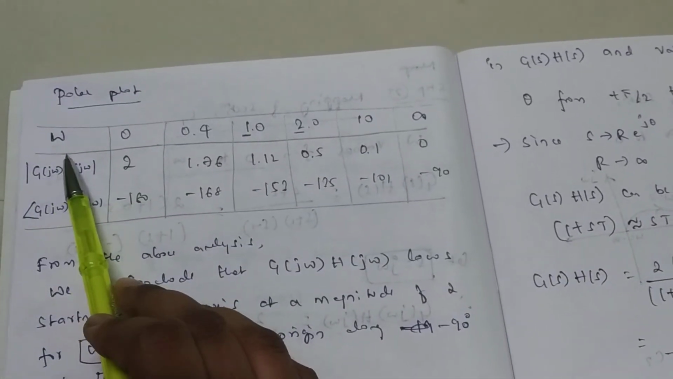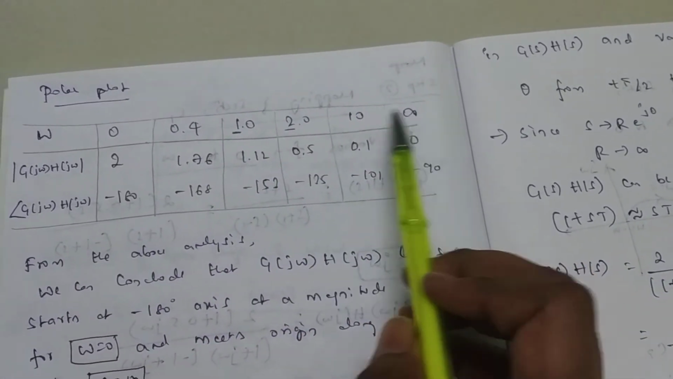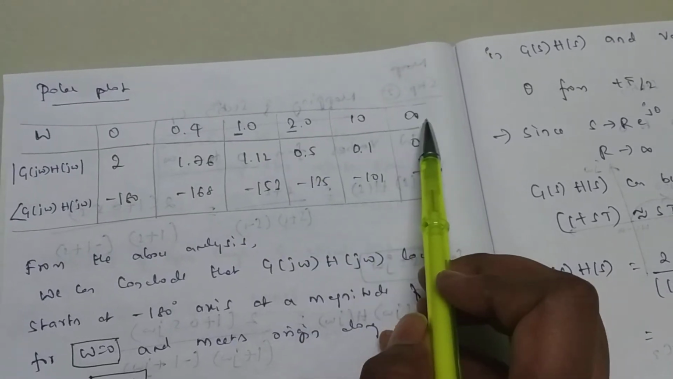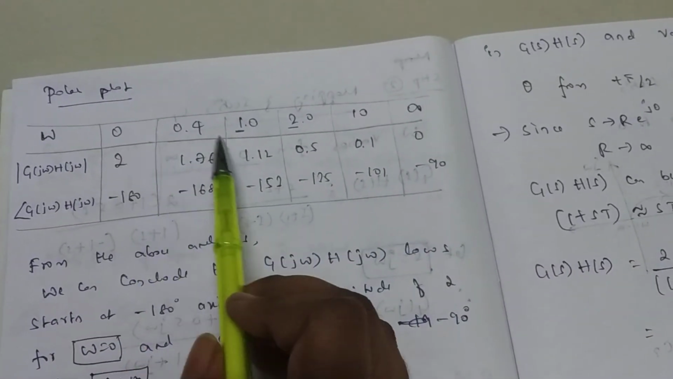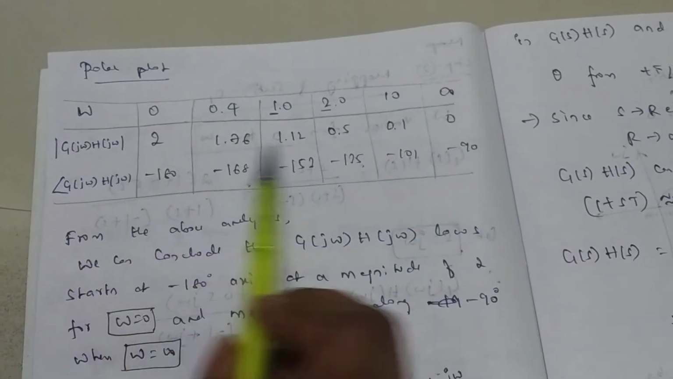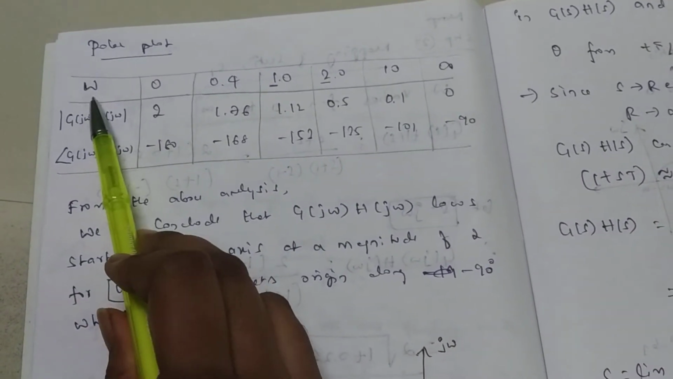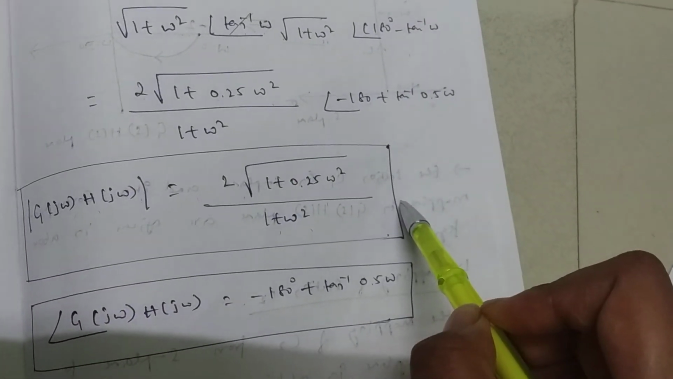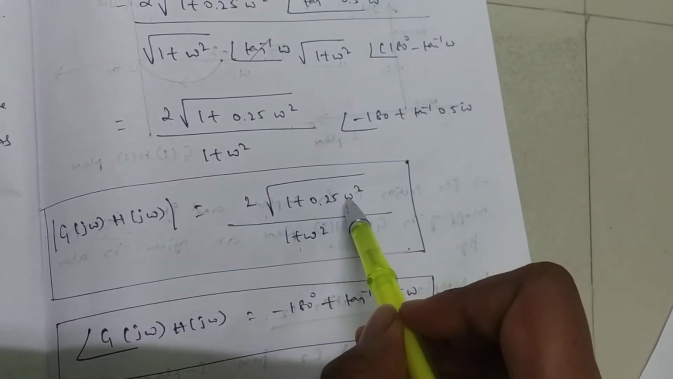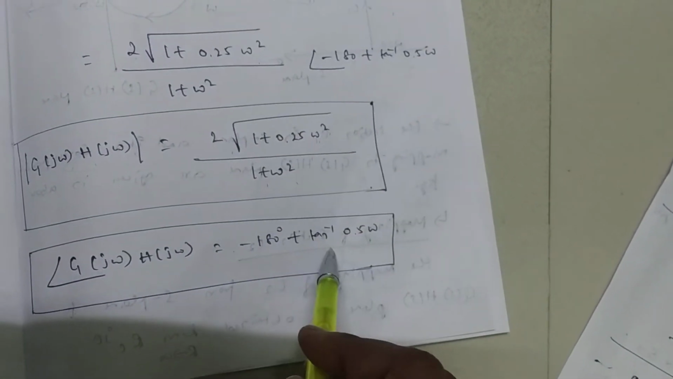So here I have taken omega values as 0, 0.4, 1, 2, 10, up to infinity, some random values I have taken for omega. The first row is the magnitude part and the second row is the phase plot. That is, for omega equal to 0, we have to substitute and find the magnitude value. For both magnitude and phase we substitute the omega value from 0 to infinity.